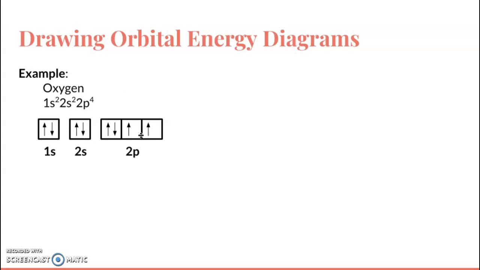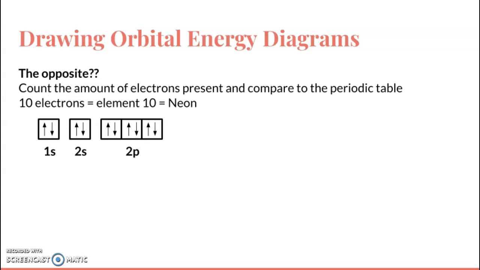Then I can move on to 2p, and I have 4 in 2p, okay? So I'm going to fill one up here, then move here, then move here, so all 3 orbitals are filled, and then my 4th will go here in its opposite rotation, okay? So that is how I will draw an orbital diagram, okay?